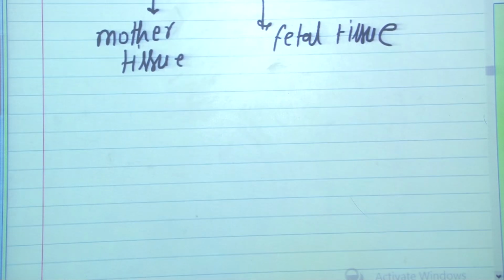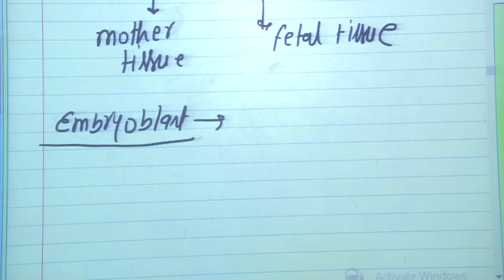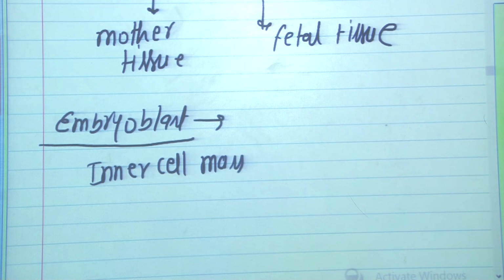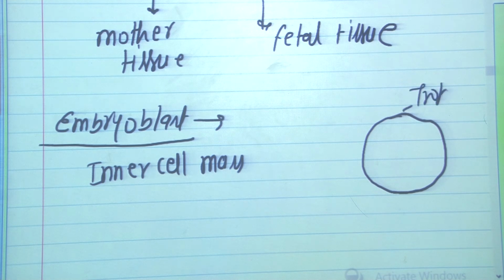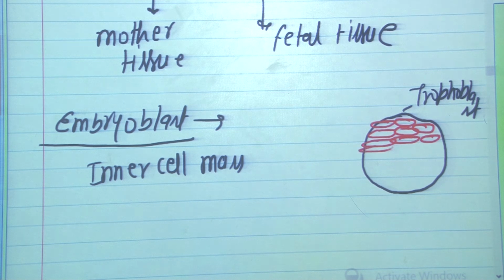Now, the next point is the development of embryoblast. Focus on the development of embryoblast, that is the inner cell mass. Now, again come back, this is the blastocyst, where this is the outer cell mass, that is the trophoblast. I am showing with a single black line, and this is the inner cell mass, that is the embryoblast. This cavity is known as blastocele.